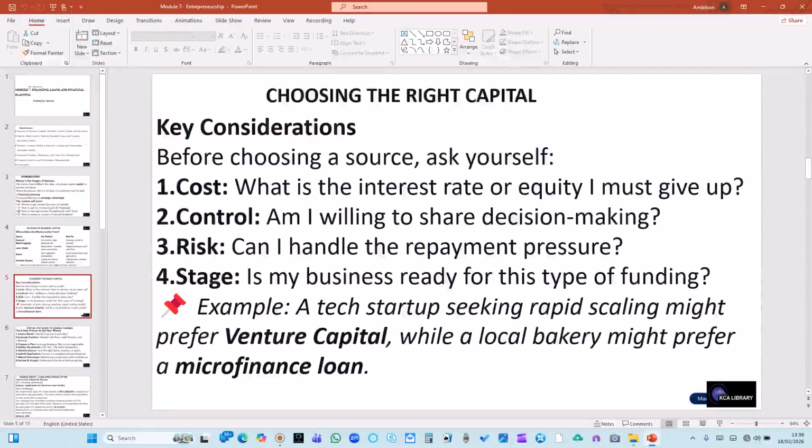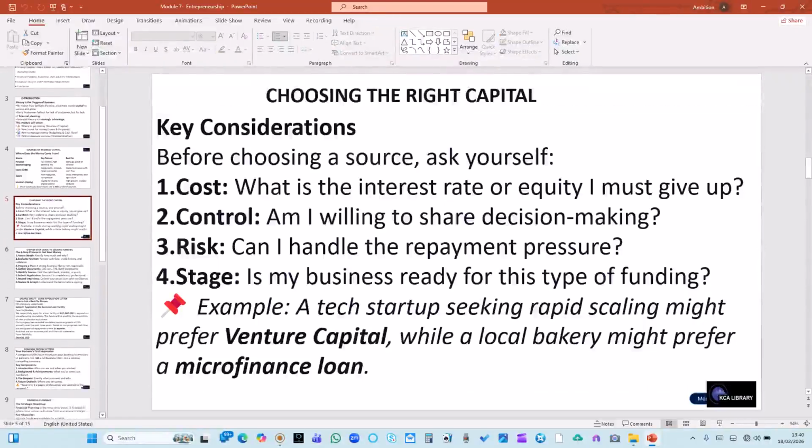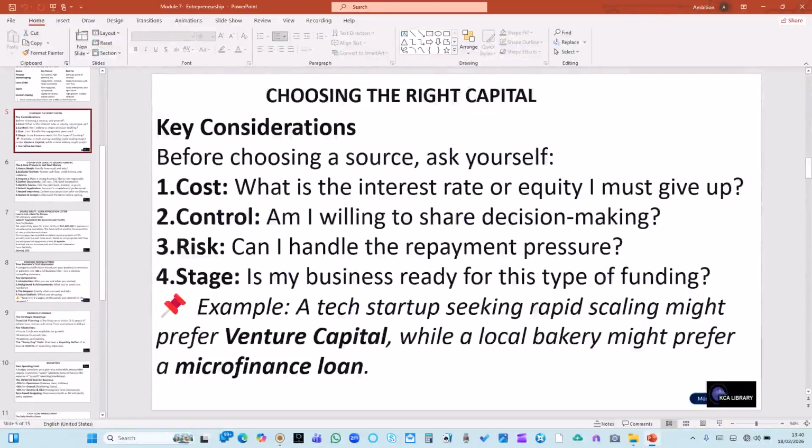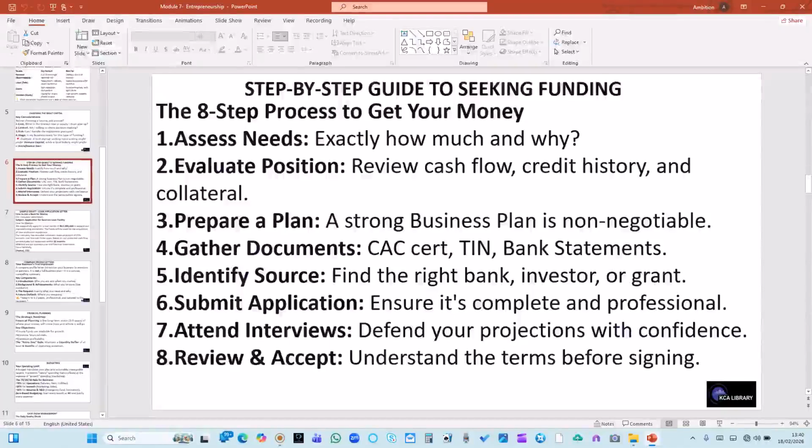Example, a technological startup seeking rapid scaling might prefer venture capital, while a local bakery may prefer a microfinance loan. So these are some of the considerations that must be put in place before considering the source of financing a business. Having known that, let us look at a step-by-step guide to seeking funds.